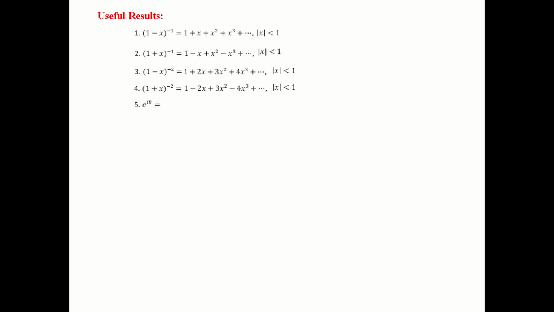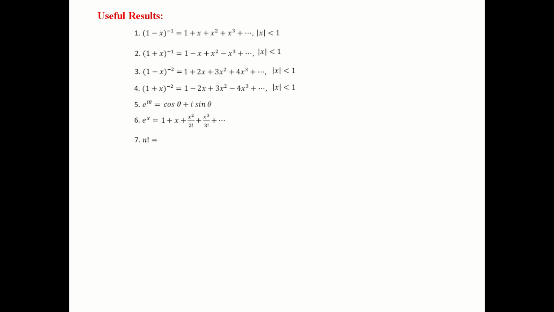And we know the results: (1 minus x) power minus 1 is 1 plus x plus x square plus etc. (1 plus x) power minus 1, the signs will change here, is 1 minus x plus x square minus etc. Similarly, (1 minus x) power minus 2 is 1 plus 2x plus 3x square plus etc. (1 plus x) power minus 2 is 1 minus 2x plus 3x square minus etc. e power i theta, De Moivre's theorem, is cos theta plus i sin theta. e power x expansion is 1 plus x plus x square by factorial 2 plus etc.